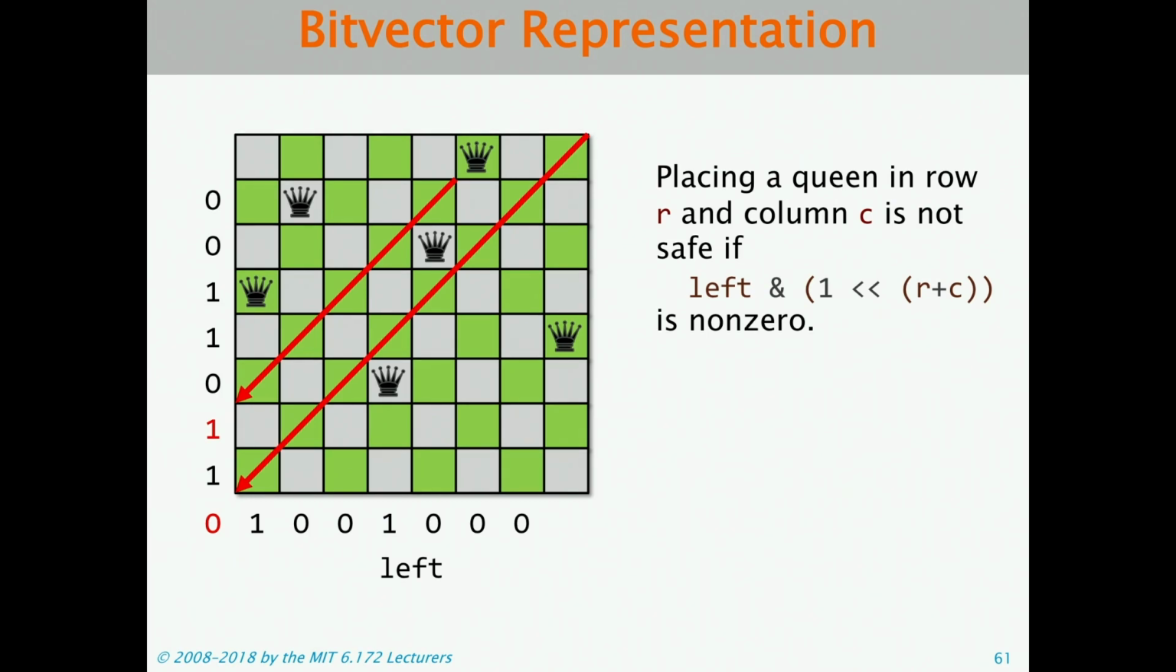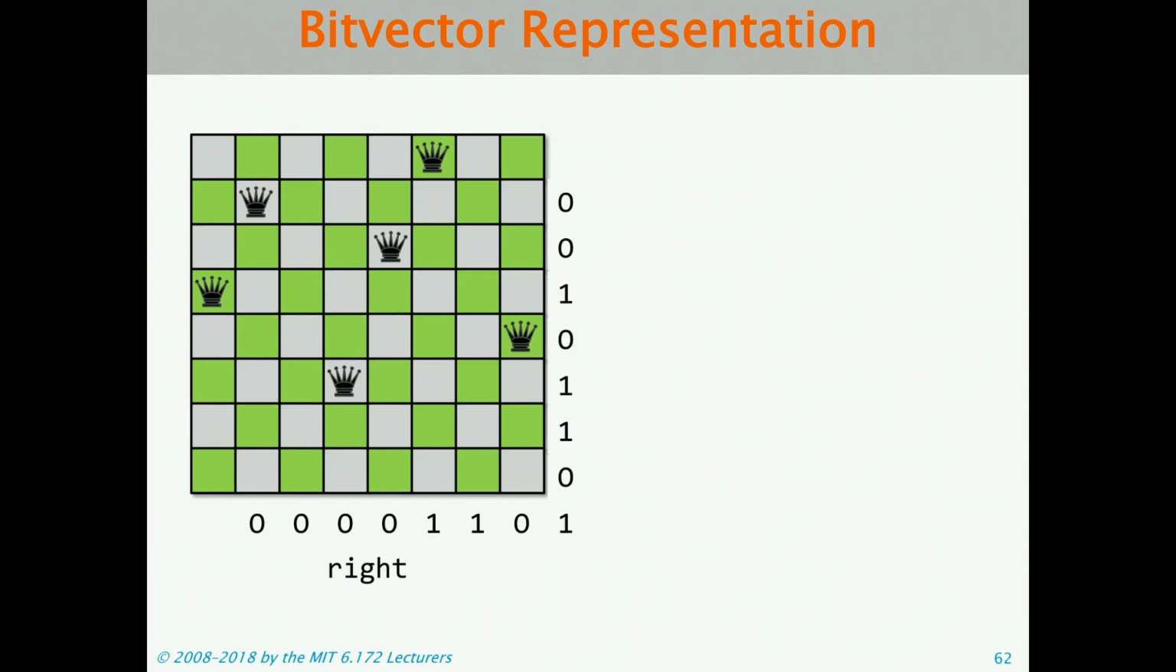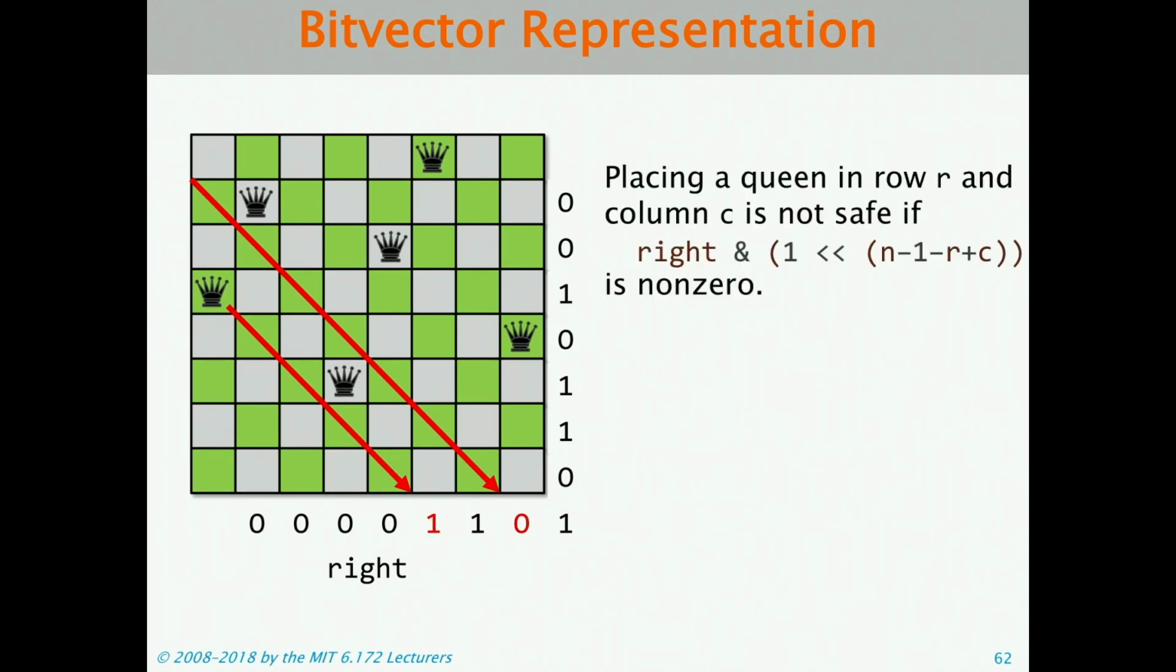And otherwise, we're going to do a final check using this right bit vector, which is essentially the same, but we're looking at the diagonals going down to the right. So again, we have a 1 in the diagonals that have a queen and zeros otherwise. And then now the check is going to be right ANDed with 1 left shifted by n minus 1 minus R plus C. And if a particular candidate passes all 3 of these checks, then we know that there's not going to be a conflict and we can place the queen in that particular position.